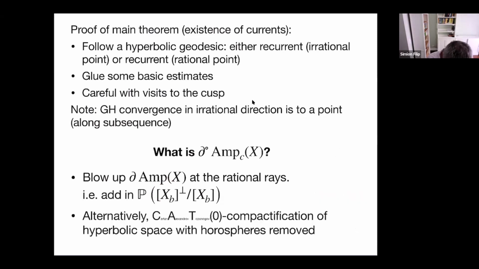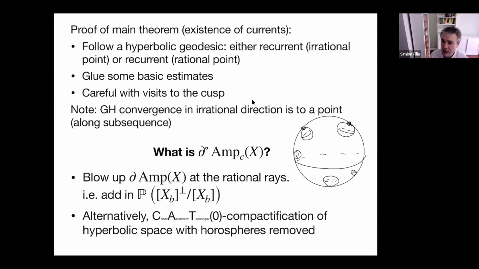There's a different way to define it. If you have your hyperbolic space, around each rational point, you can place a horosphere. I'm drawing the picture, let's say, in 3-space. So you can place a horosphere, and you have to place countably many such horospheres at each rational point. Of course, they're shrinking, so they're all disjoint. And if you remove these horospheres from hyperbolic space, then this becomes a CAT(0) space. So it's no longer negatively curved, but it's going to be CAT(0).